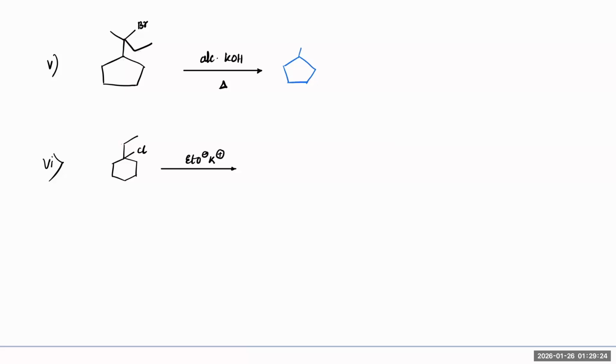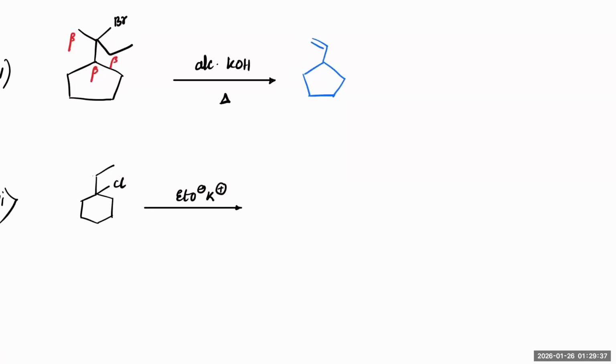Next, see from here, if you compare the beta positions, beta, beta, and beta, there are three types of beta positions here. So one, I can make a double bond on this carbon, keeping an ethyl group like this. Second, I can make a double bond on this position. And third, I can make a double bond here like this. Okay, this is the other product which you can have.